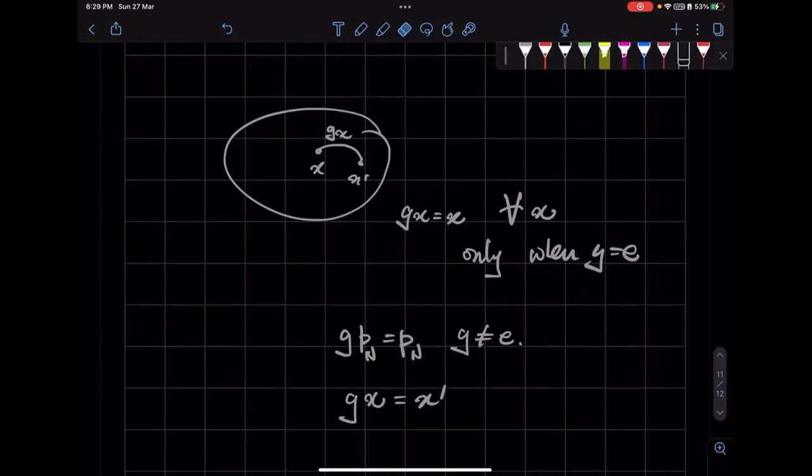Yeah. So we see that for SO(3) acting on S2, this is true, right? That if I take any point and then apply some SO(3) action on it, then this is going to be true only for G equals E, right?